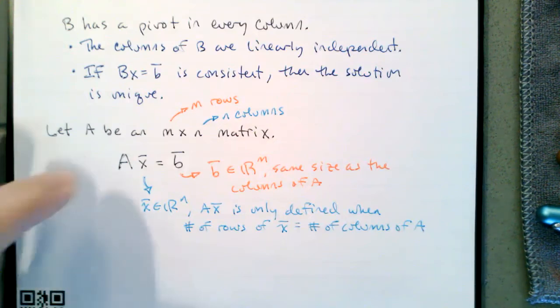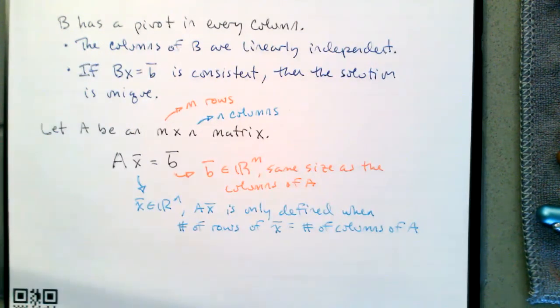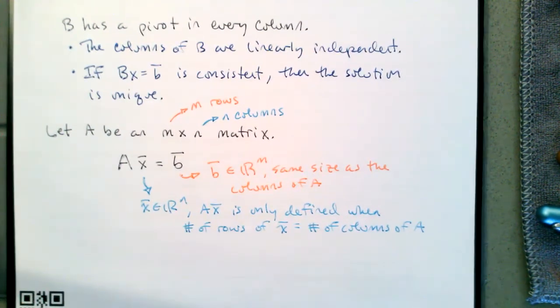Remember, this question might be asking, is B a linear combination of the columns of A? If that's the case, then B has to be the same size as the columns of A, because you can't take a bunch of vectors from R^3 and build a vector in R^4. That's not how this works.